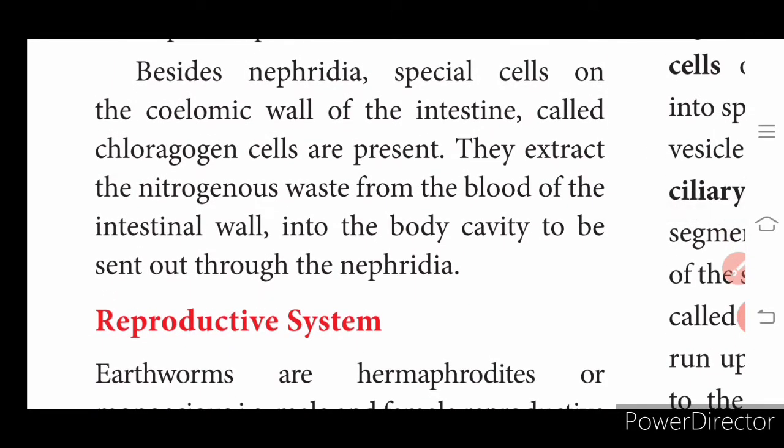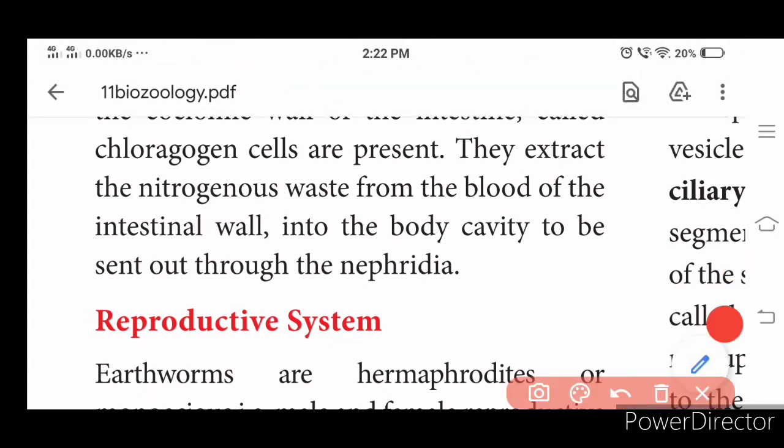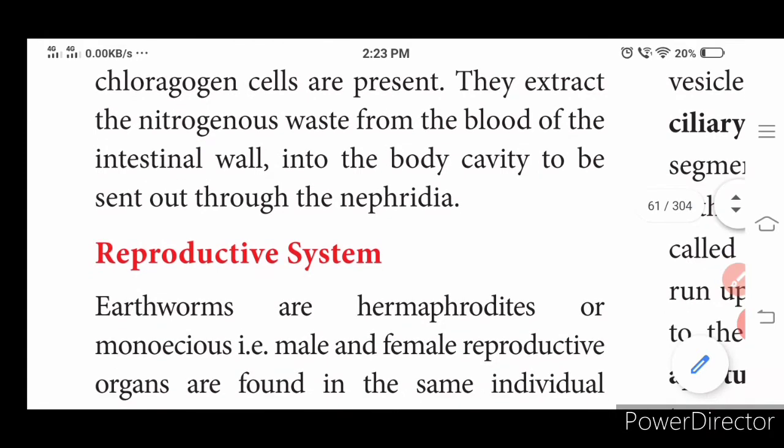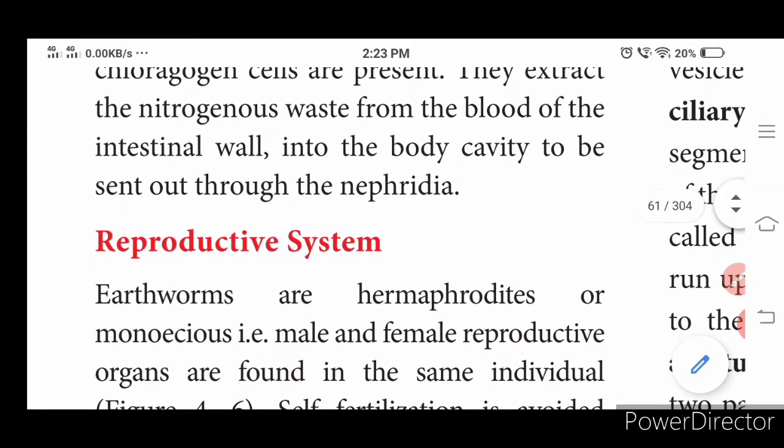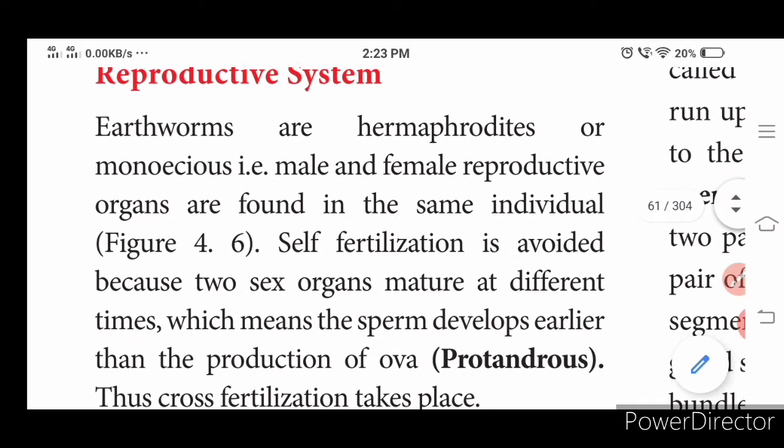Besides these nephridia, special cells on the coelomic wall of the intestine are called chloragogen cells. This is important for one mark: what is the cell that is involved in excretion of earthworm? That is chloragogen cells. They extract nitrogenous waste from the blood and it will be excreted.